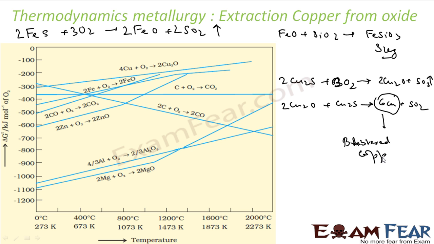Why is it called blistered copper? Because when the copper is formed, sulfur dioxide gas is also formed. Because of the evolution of sulfur dioxide, this copper gets small holes, because from those holes sulfur dioxide gas comes out, right? Because of those holes, this copper is called blistered copper.